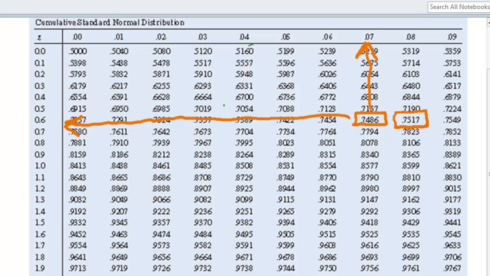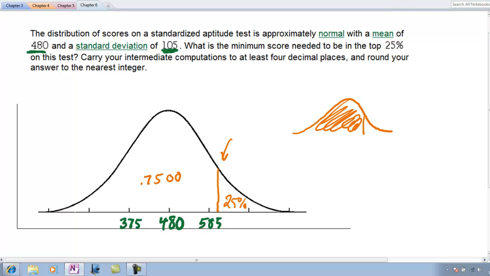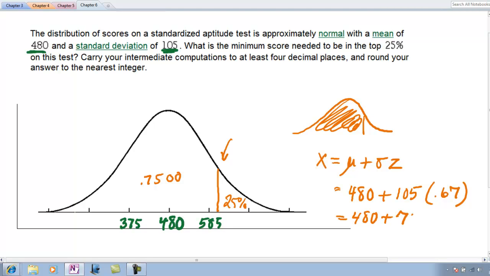So going back to where I was, I will again use the formula, which was x equals mu plus sigma z. And I put in 480 because that's my mean. I put in sigma next. What's sigma? It's 105. And I put in 0.67, which is approximately 2/3. So if I think what's 2/3 of that, it's 70. And if I go 480 plus 70, I get my answer, which is 550. And that is what I would put into Alex.